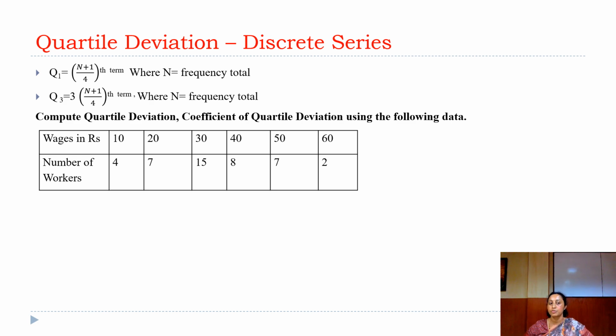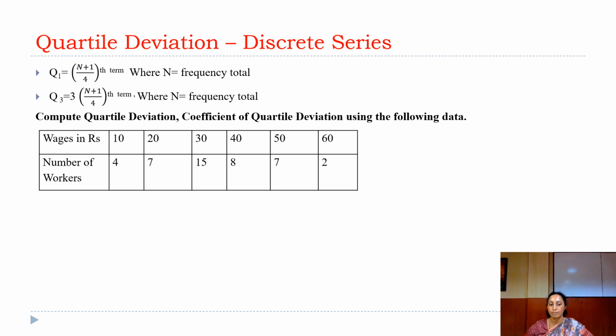So for discrete observation, the quartile deviation is given by the formula Q1 is equal to (n plus 1) divided by 4 and Q3 is 3 times (n plus 1) divided by 4. So this gives the position. This formula will help us to find the position where the first quartile and the third quartile lies.